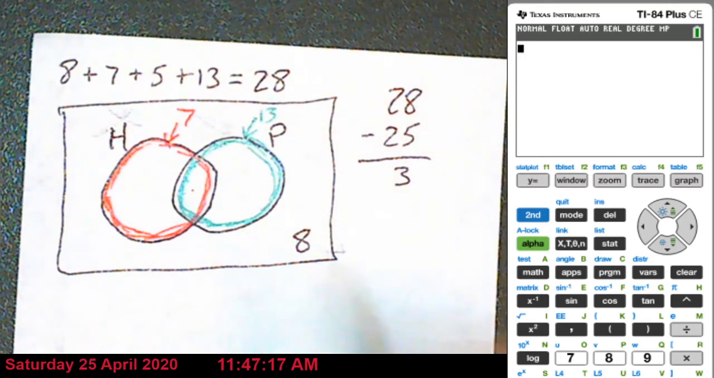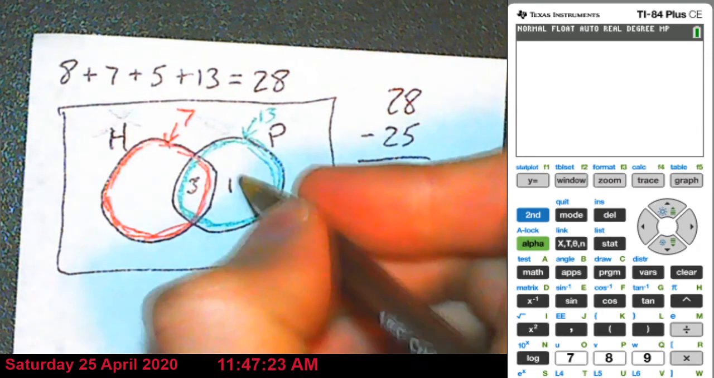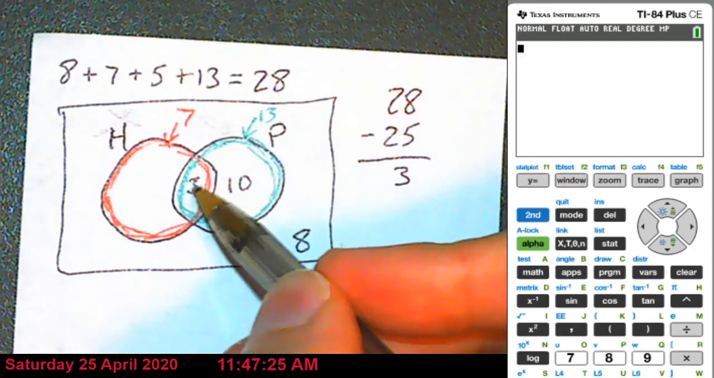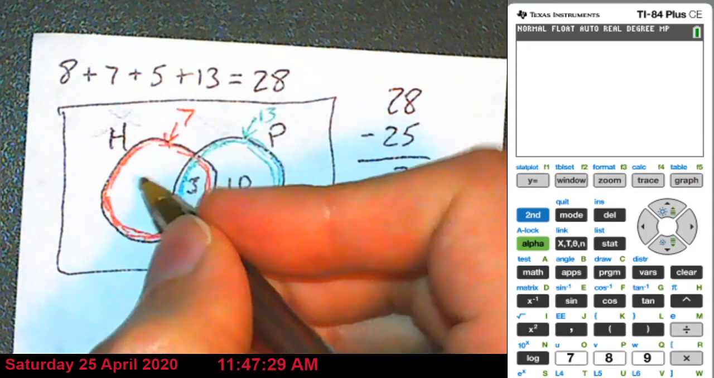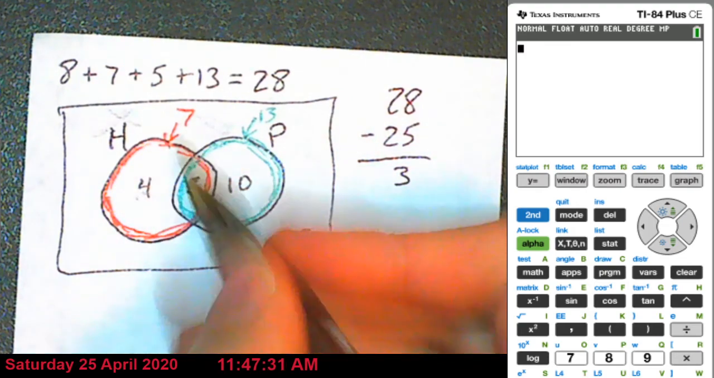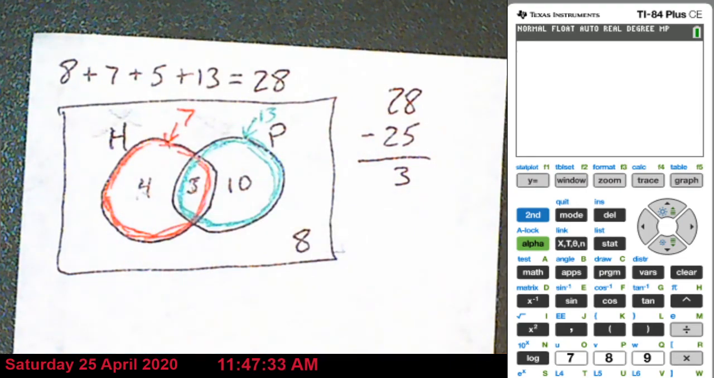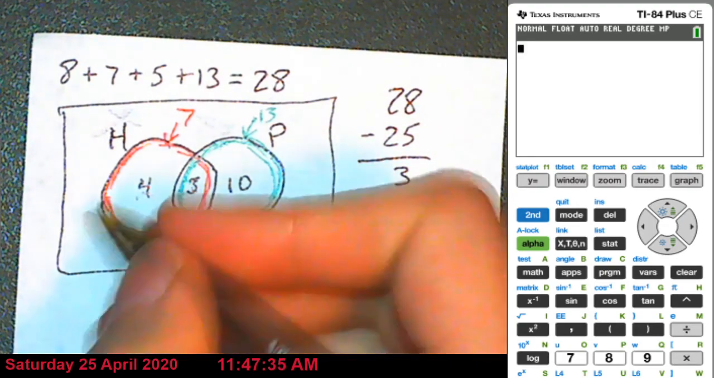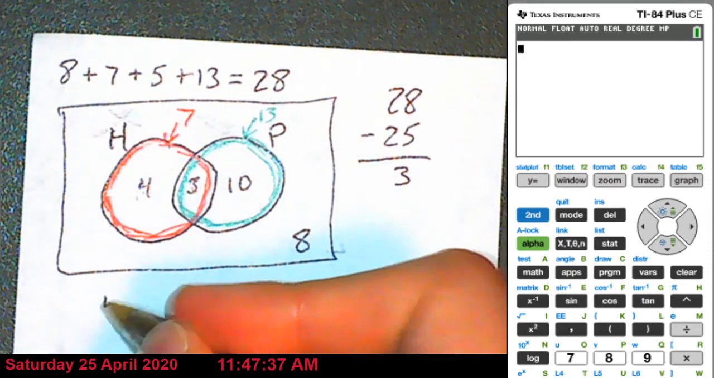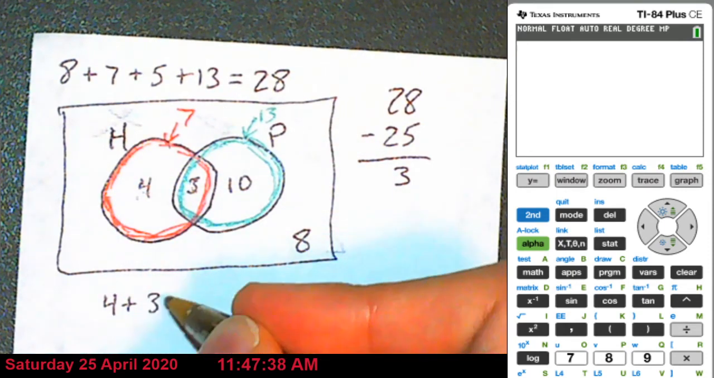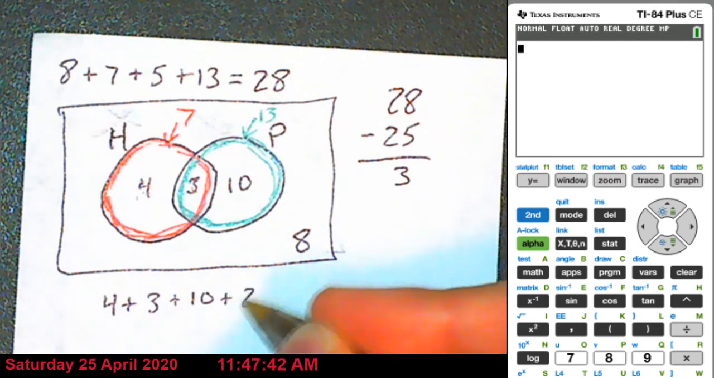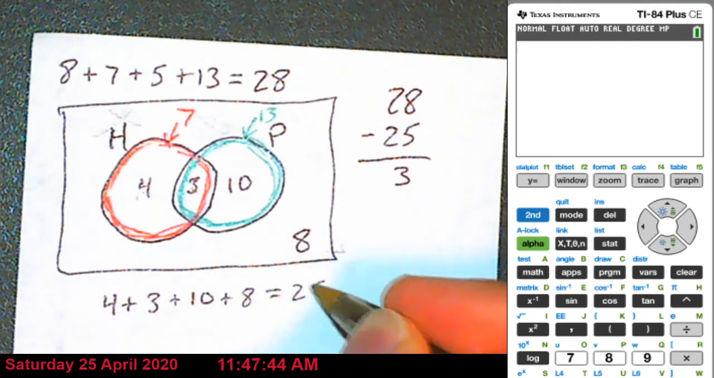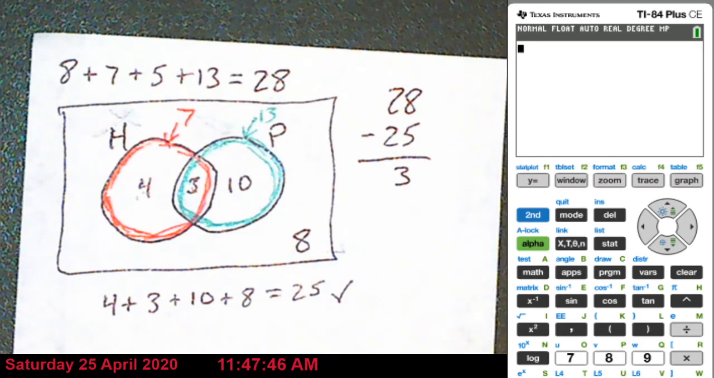And so we can put those 3 people here, which means we have 10 left over, right? Because these 2 groups have to add up to 13. And then this must be 4 because these 2 groups have to add up to 7. And so we can double check now. This should add up to a total of 25 students. So 4 plus 3 is 7, plus 10 is 17, plus 8 is 25. So that's what we are supposed to have and what we expect.